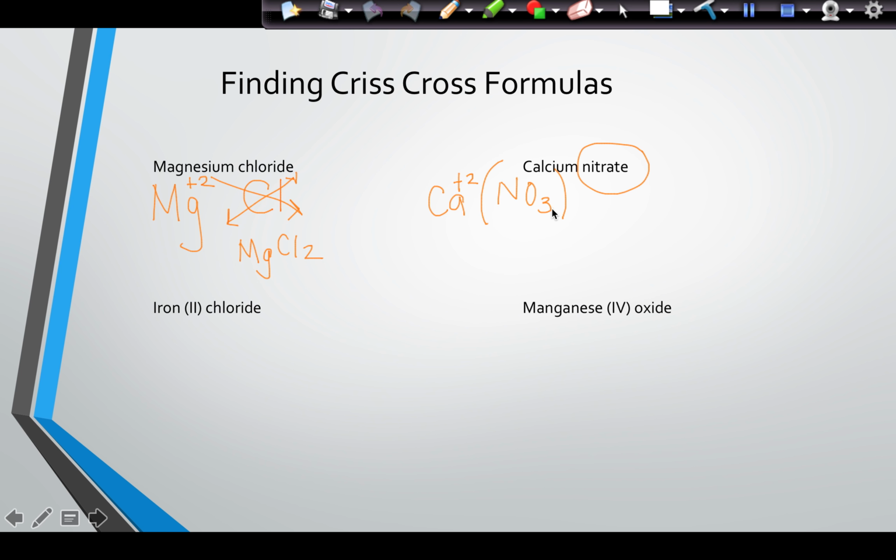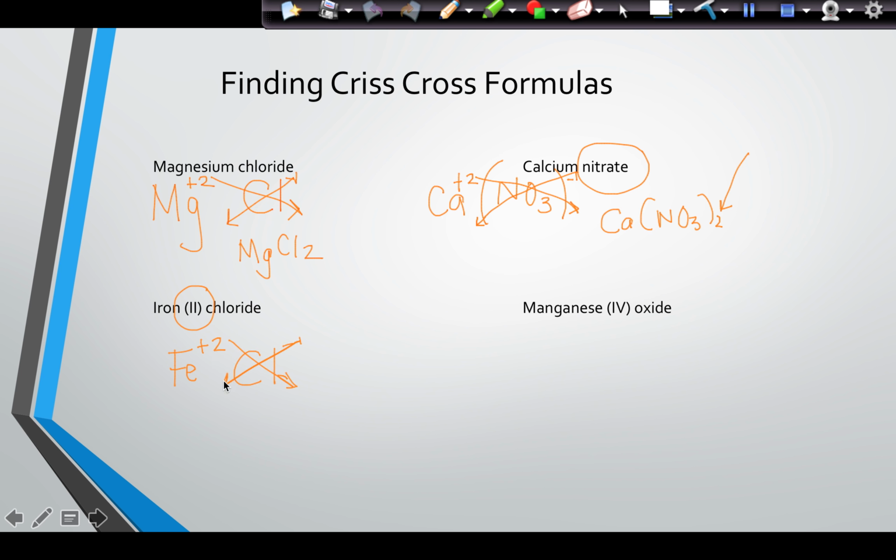I put the formula of the ion in parentheses with the charge on the outside, crisscross to the outside of the parentheses, drop the signs. If the number that's coming down is not a 1, we keep the parentheses and put the subscript outside the parentheses.